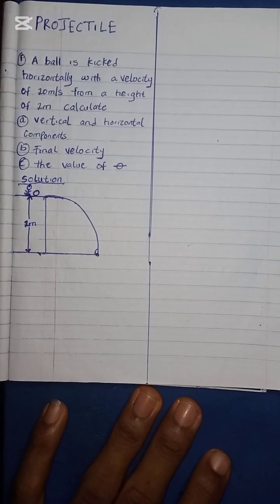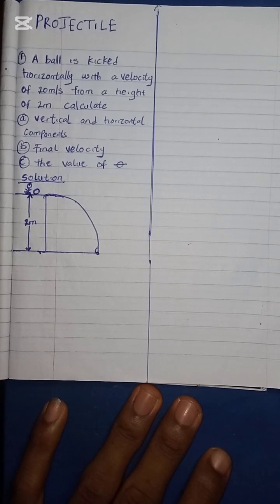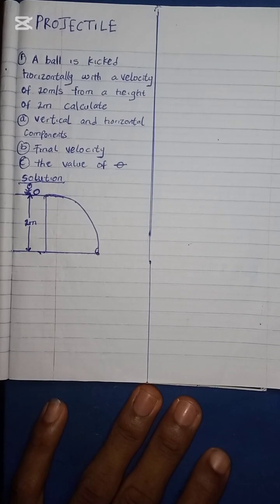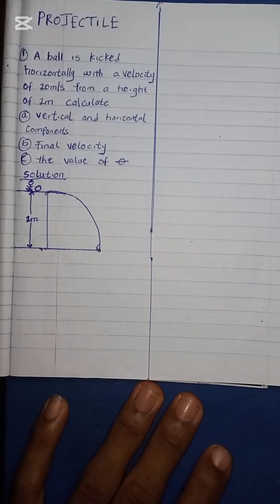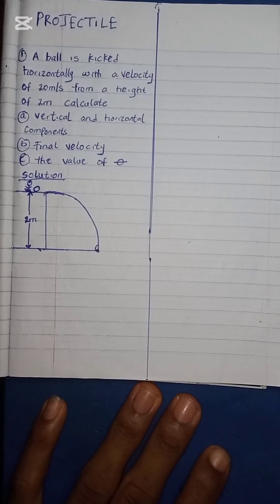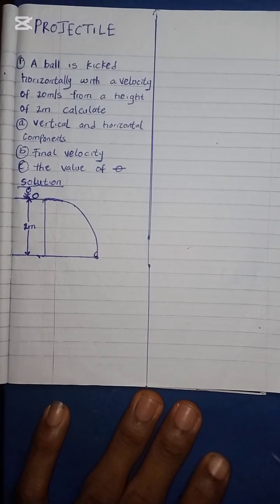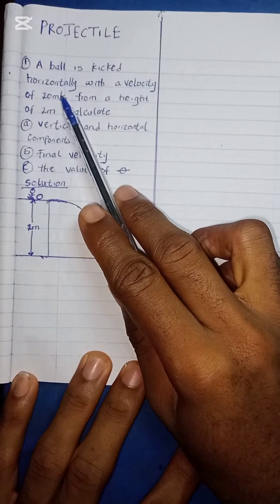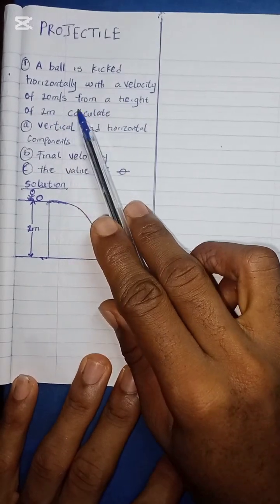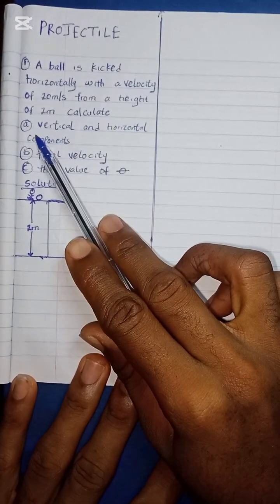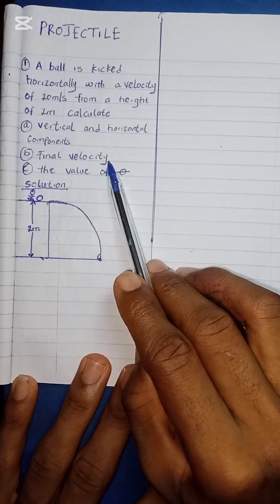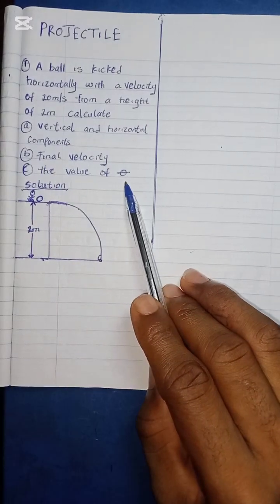Today we're going to be learning the easiest way to find the vertical and horizontal component of a projectile motion, and the final velocity and the value of angle theta. So the first thing I want to do in this case: a ball is kicked horizontally with a velocity of 20 meters per second from a height of 2 meters. Calculate A, the vertical and horizontal component, B, the final velocity and the value of angle theta.